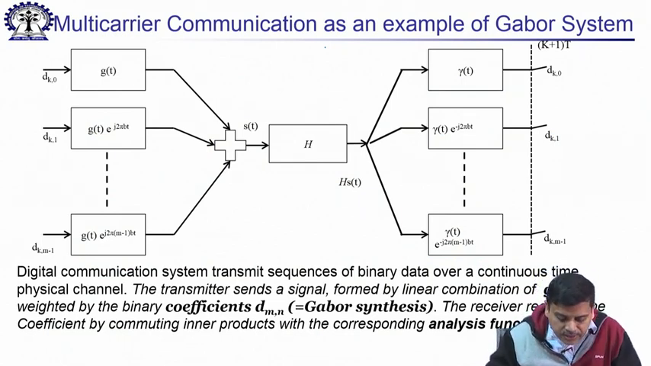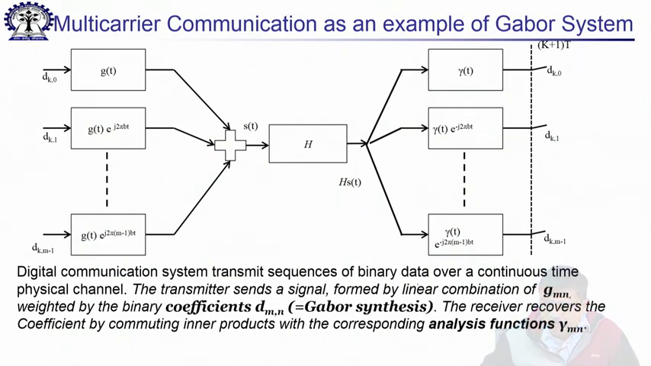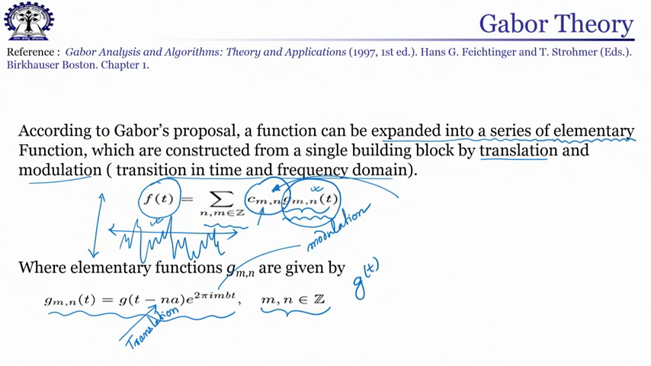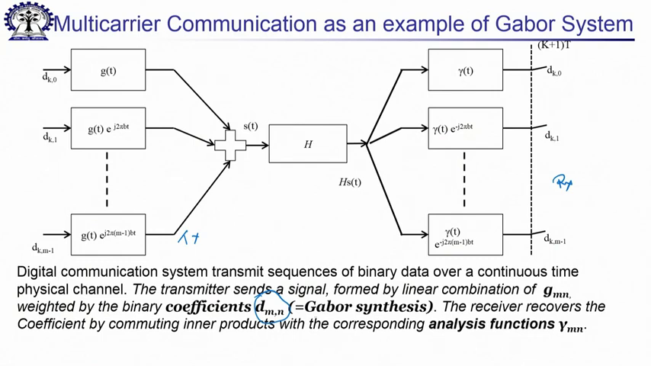So, moving further, a digital communication system transmits a sequence of binary data over a continuous physical channel, which is of course what we see. This is the transmitter side of things, and this is the receiver side of things, and the transmitter sends a signal formed by a linear combination of g_mn weighted by binary coefficients d_mn. This d_mn can be thought of as the same thing as c that we had described earlier, and at that time we had said these are the coefficients which carry information. So, they are the Gabor synthesis coefficients. You can say that through this you are synthesizing the function that you are sending over the channel.